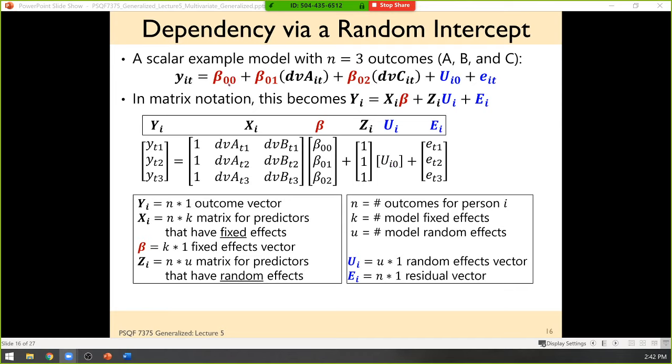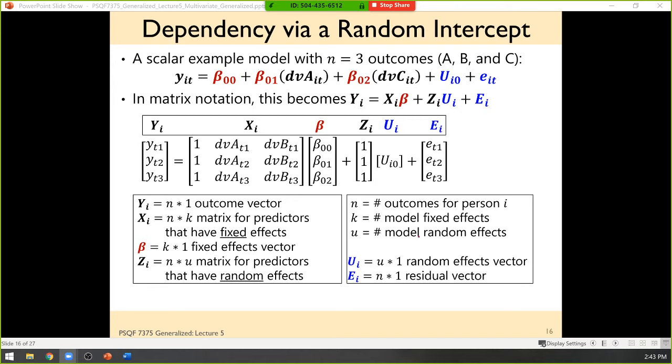So beta 0,0, for instance, is shared by everybody. That's my fixed intercept. U_i0 is the random intercept, which is how far off each person's actual intercept is from the one for the sample. So these are individual variables in here that have to be estimated. They are unknown quantities. And just like E is an unknown quantity, we don't know what U is until after we fit the model. So the model for the total variability in the outcomes is going to be a combination of this part in blue here, the U and the E.